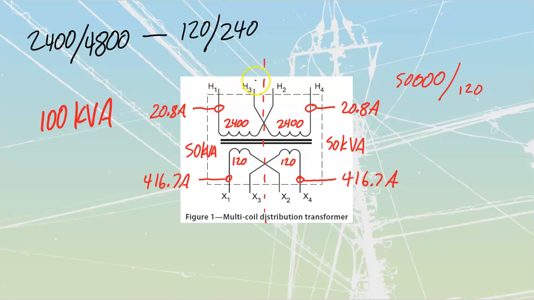In fact, if I series these together, I would see that I'd have 4800 at 20.8 amps. If you take 4800 multiplied by 20.8, you're going to come up to a value of 100 kVA. It's just going to work out.